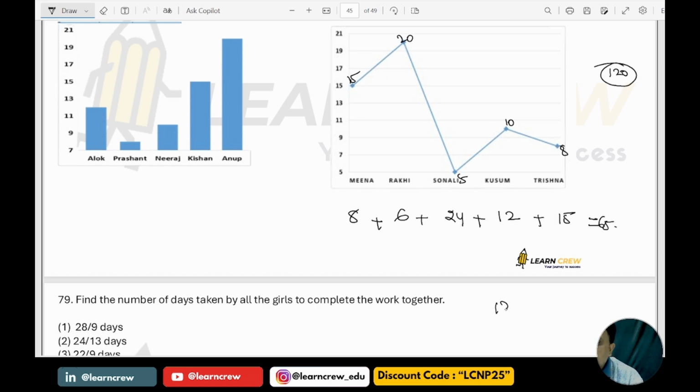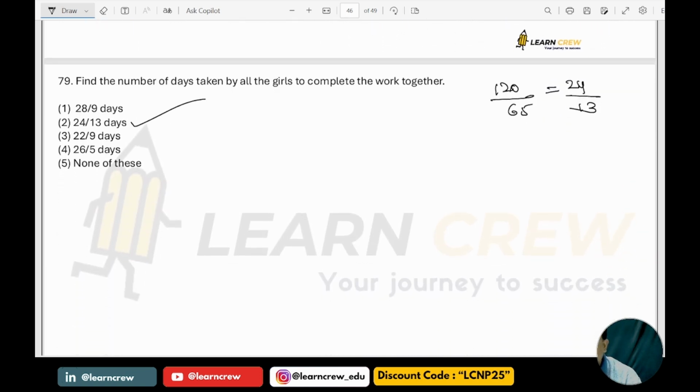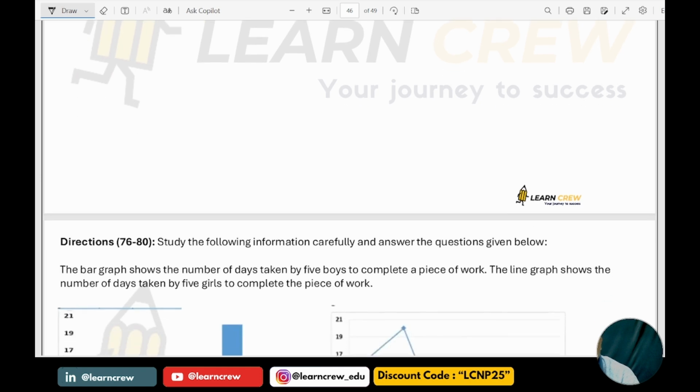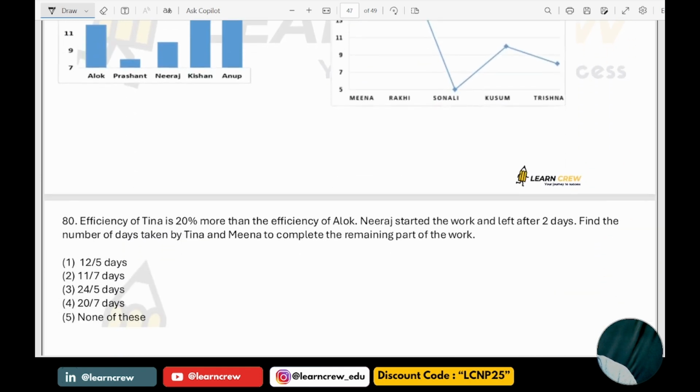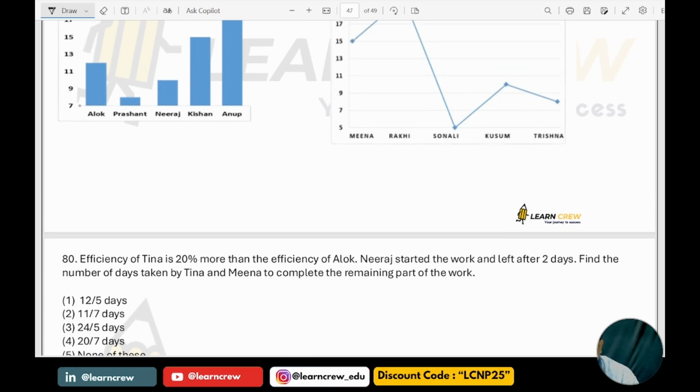65, so the total work 120 by 65 days. 120 by 65 means 24 by 13 days is the total time taken. Now the last question in today's paper. Please see. Efficiency of Tina is 20% more efficient than Alok. So Alok takes how much time?